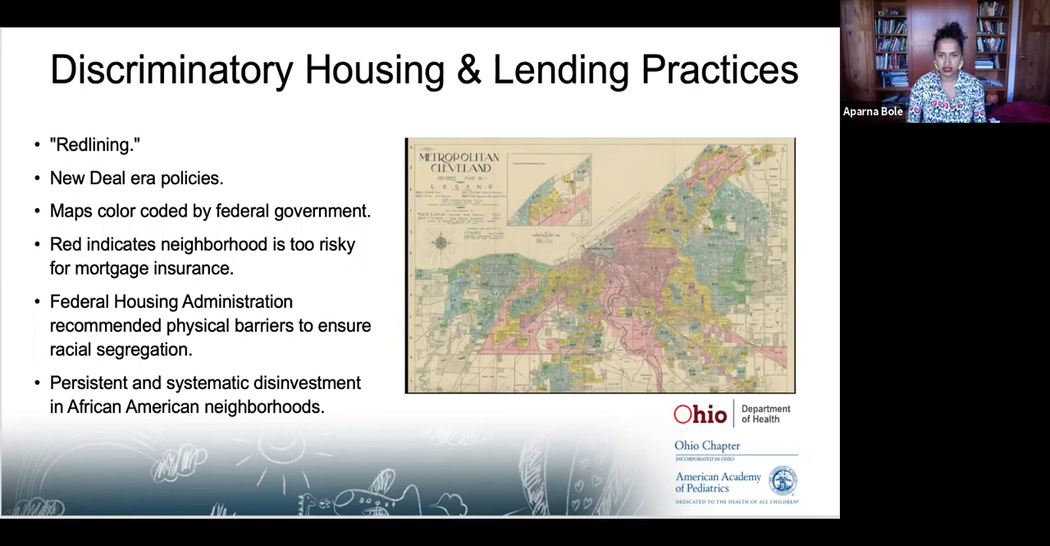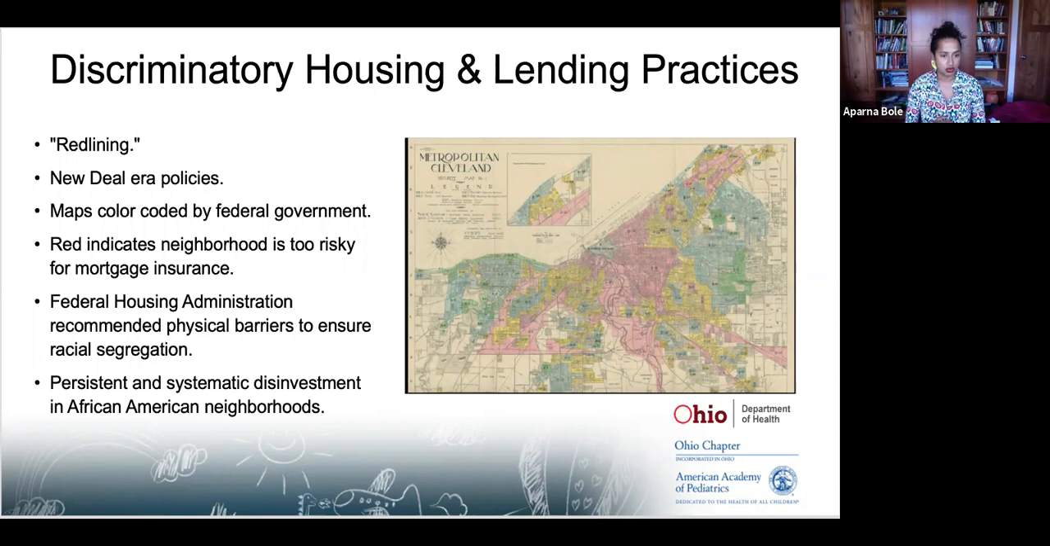Those barriers were really designed to ensure, enforce and perpetuate racial segregation. The Federal Housing Administration charter actually explicitly recommended even physical barriers to ensure persistent racial segregation. And so these redlining maps reflected what became a pattern of systematic disinvestment in historically Black neighborhoods in cities like Cleveland.